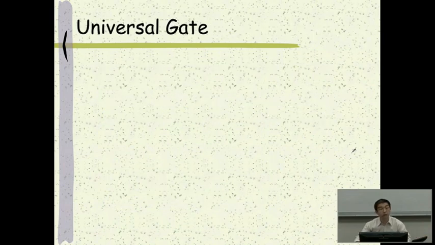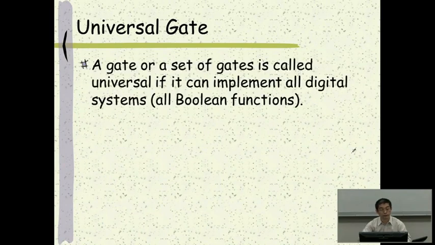Now we talk about this concept called universal gate. It is another way to implement Boolean functions. A gate or a set of gates is called universal if it can implement all digital systems or all the Boolean functions. So this is a very, very strong statement. The gate will be able to implement all the Boolean functions.